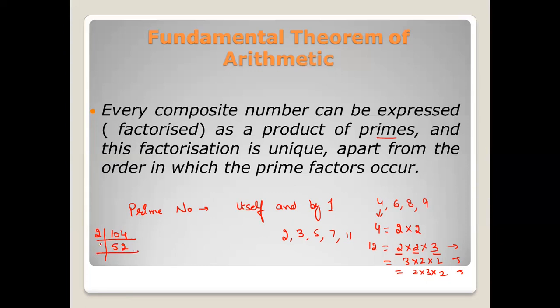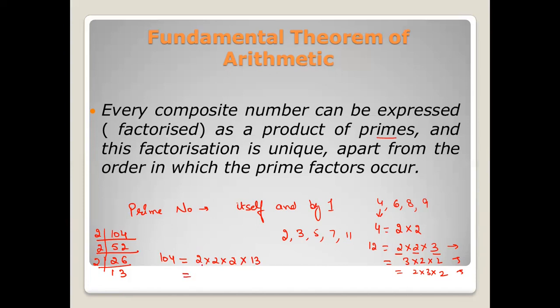Again we can divide this value by 2. So हमारे पास क्या वैल्यू आ गई, 26. Again divide by 2. So we have 13. Now 13 is a prime number. We can't divide it by any other number. So 104 के factors क्या है आपके prime factors, that is 2 into 2 into 2 into 13.